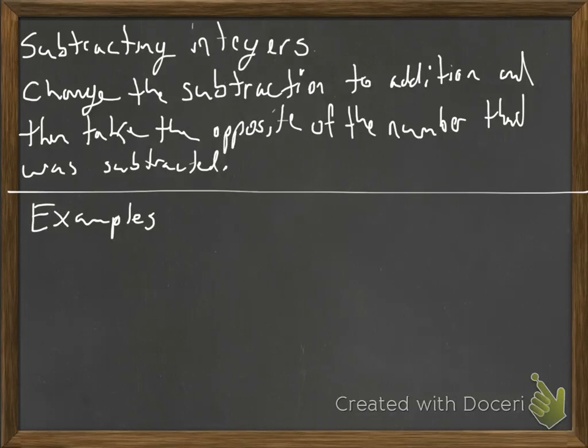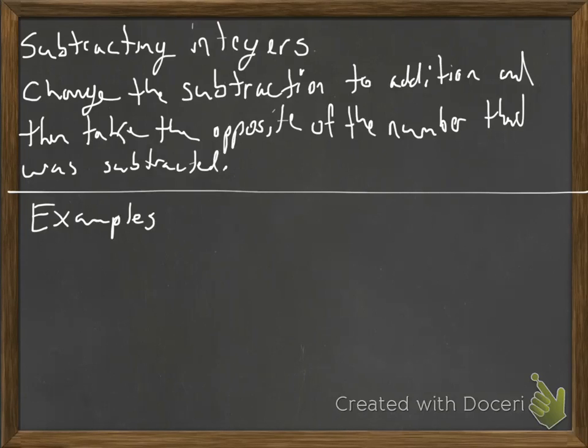Alright, now in this one we're going to look at some basic examples of subtracting integers. So what we're going to do is change the subtraction into addition, and then we can use what we know about adding integers to finish that off. We change the subtraction to addition, and whatever number we were subtracting, we take the opposite of it. The opposite just means to switch the sign.